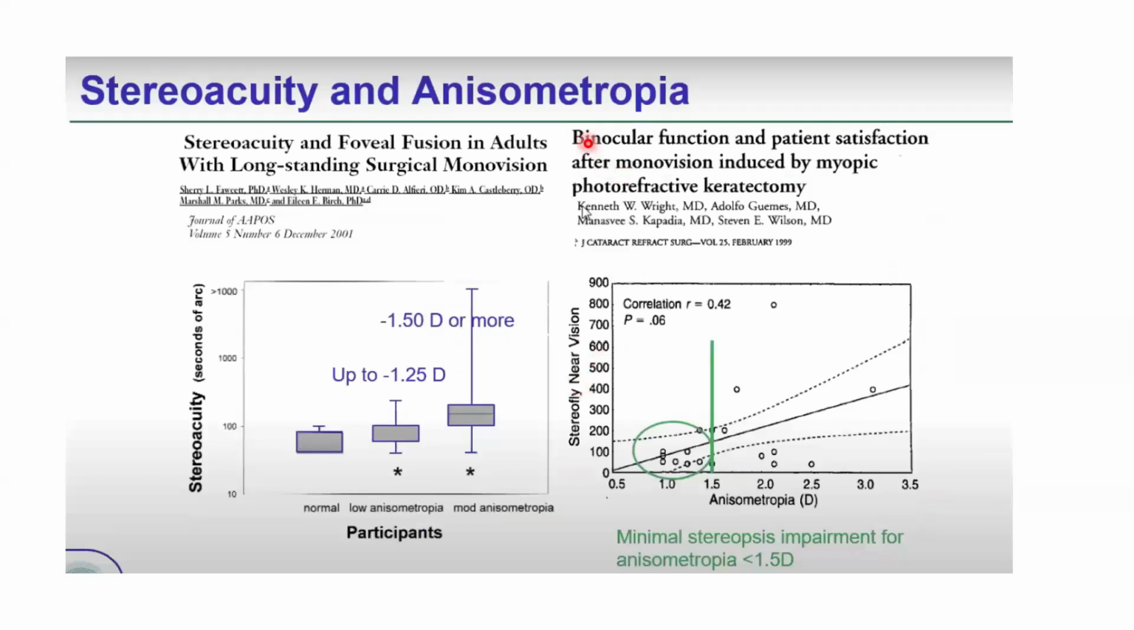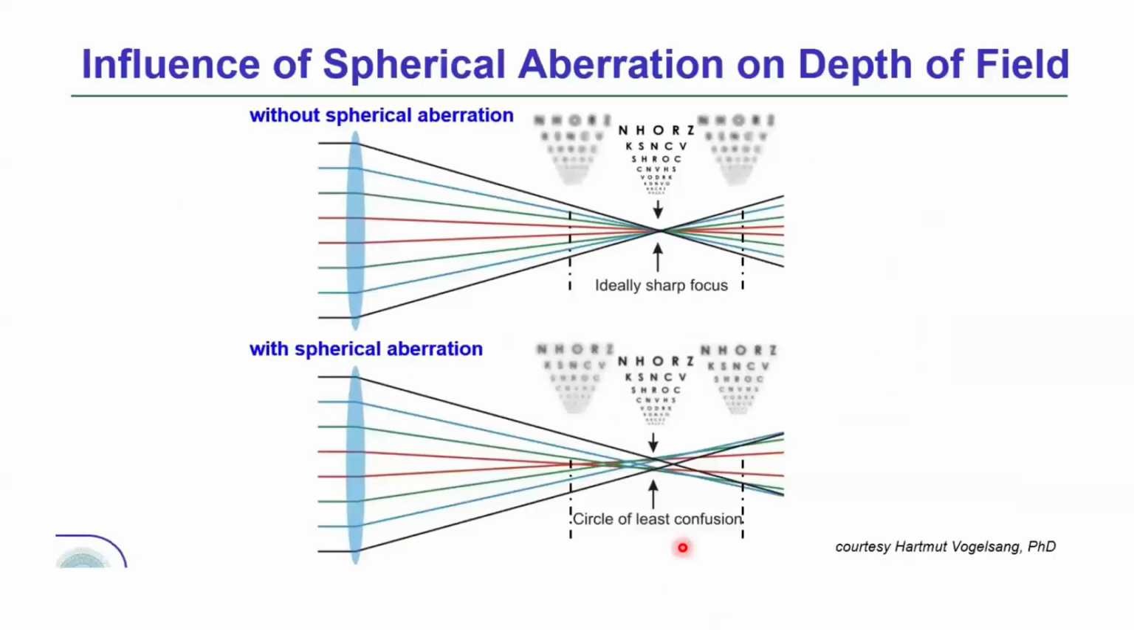Similarly, stereo acuity and anisometropia are closely related, and it has been noted that stereopsis is inhibited minimally up to an anisometropia of less than 1.5 diopters. As the anisometropia increases above 1.5 diopters, the monovision is going to hamper the stereo acuity.